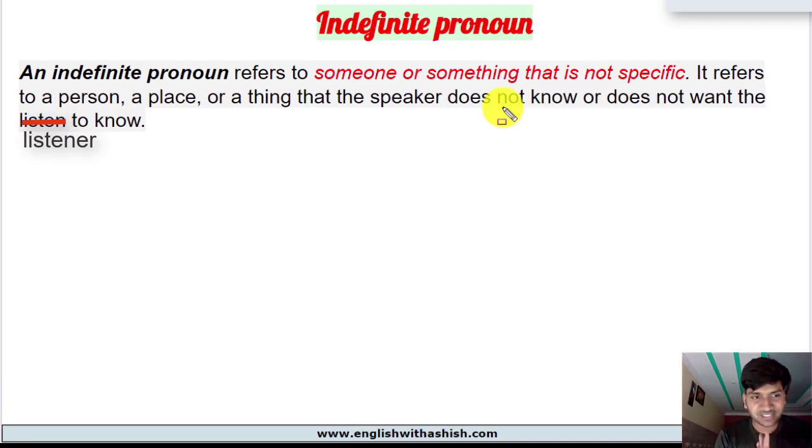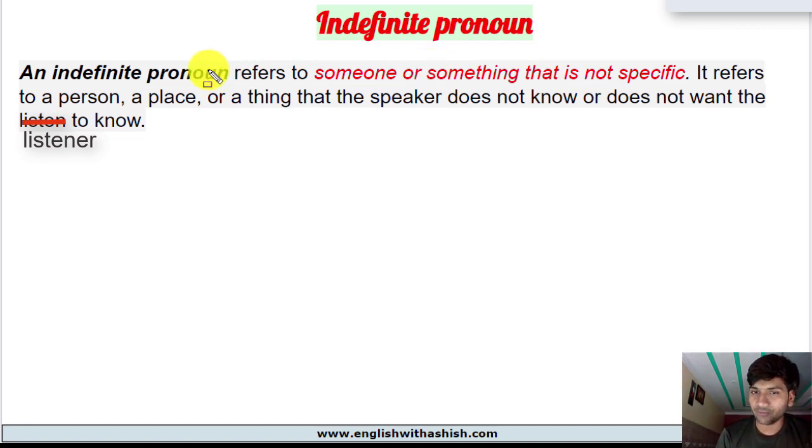Alright everybody, the very first thing we'll do is we'll understand what an indefinite pronoun is. Now before we do that, I want you guys to recall what a pronoun is. It's a word used in place of a noun. Pronoun, a word that is used in place of a noun. Now what does indefinite mean? Something that is not defined, something that is not known to you. Indefinite. Then what is an indefinite pronoun? An indefinite pronoun refers to someone or something that is not specific. Indefinite, that is not defined.